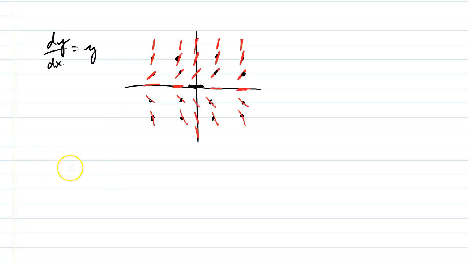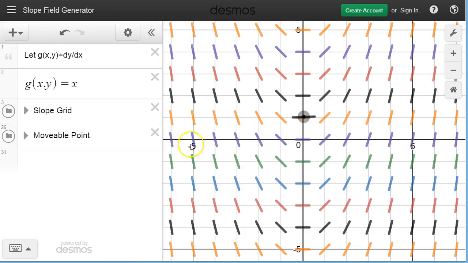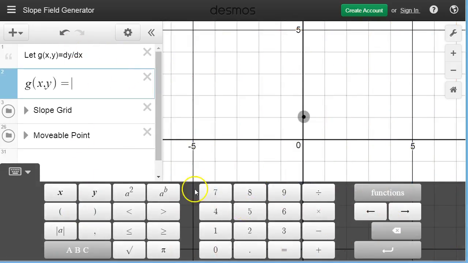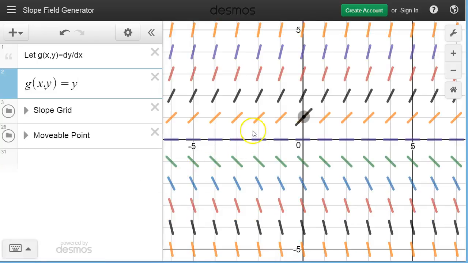The great thing about this slope field generator, if we go back to that, is that we could easily go and check our work. So let's type in y, and look at that. It looks like we got it okay.